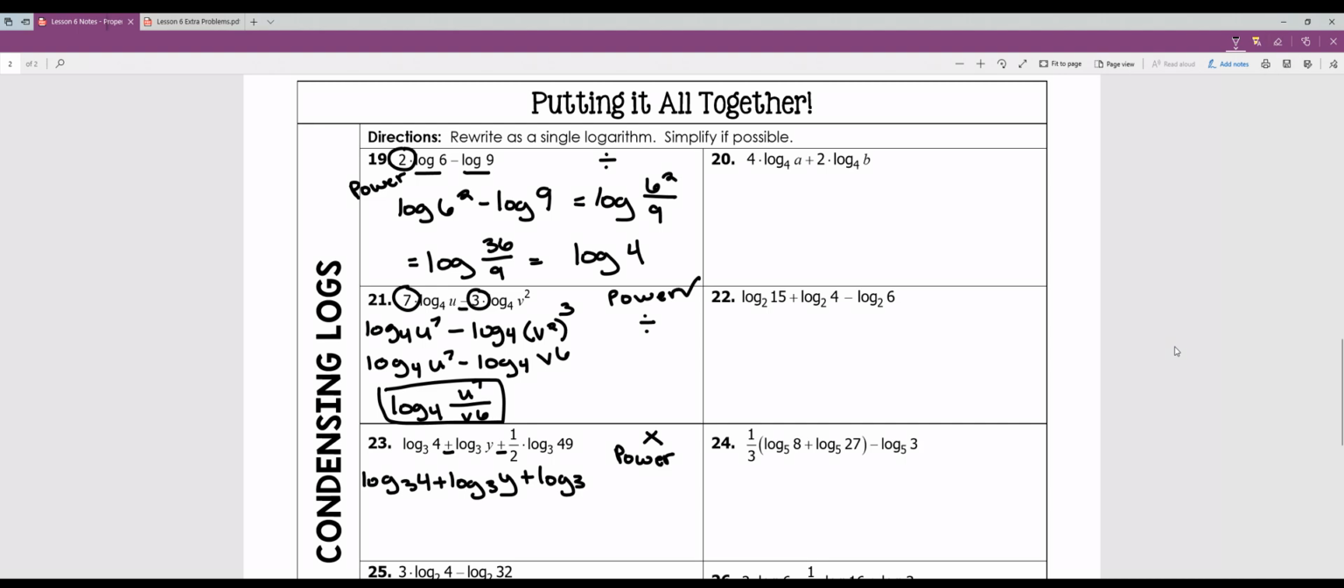Well, 1/2 power just means square root, so that's going to be the square root of 49. So now I have all these things added together, so I can use my product rule to say this is the same thing as log base 3 of 4 times y times the square root of 49. Now we know the square root of 49 is 7, so this can be log base 3 of 4 times y times 7. And 4 times 7 is 28, so our final answer is going to be log base 3 of 28y. And that is condensing logs.